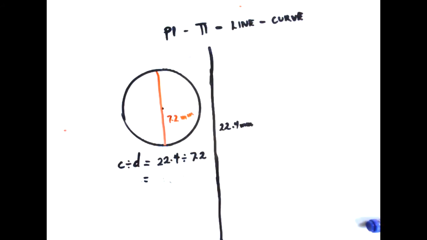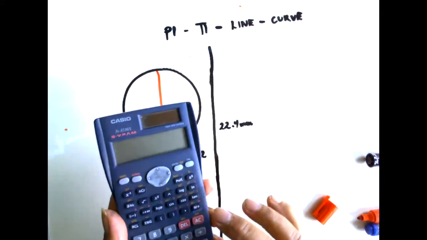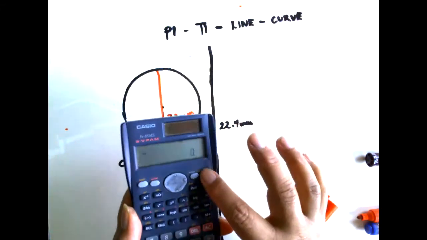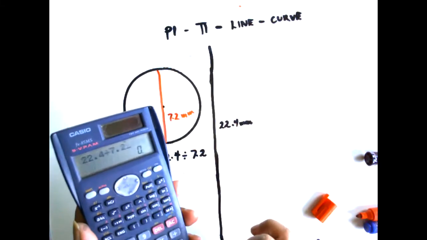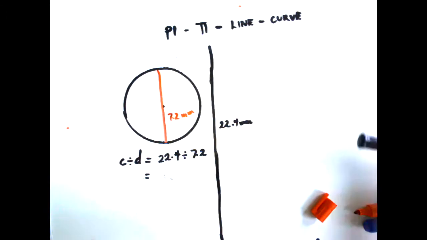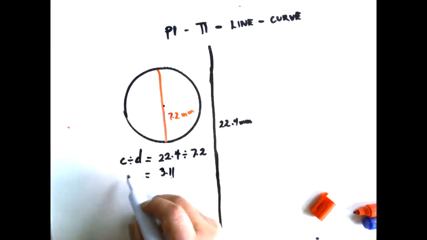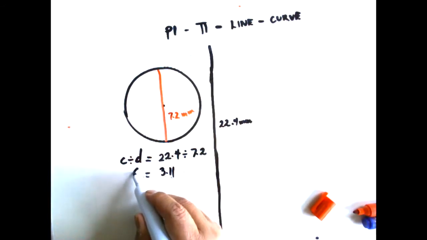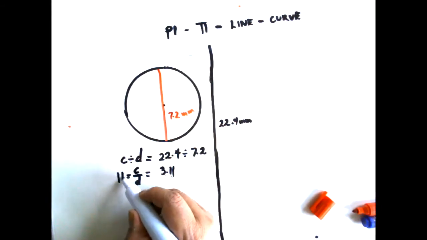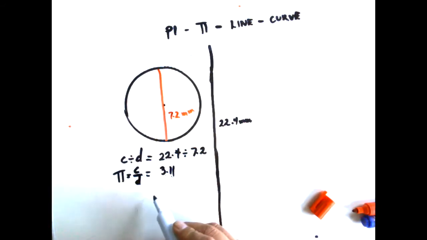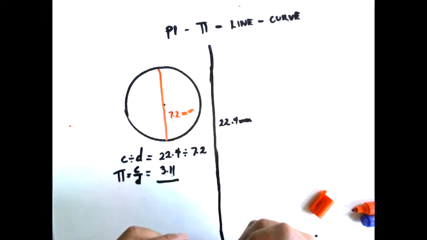It's taking longer than I thought. So, it will be 22.4 divided by 7.2. It's 3.11. Yes, the answer here is 3.11. And this whole relationship of C to D, how many diameters, is called pi. So essentially, that is the physical answer.